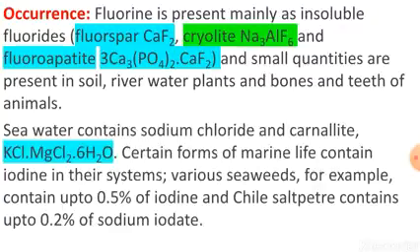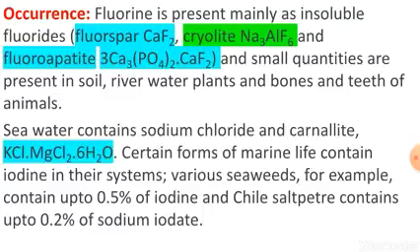Now students, seawater contains sodium chloride and carnallite. Carnallite is also known as a double salt because it contains two types of salt, KCl and MgCl2.6H2O. One more thing you have to know about double salts: they lose their identity when dissolved in water. That means it breaks into K+, Mg2+ and Cl- ions. So this is also a source of halogen.